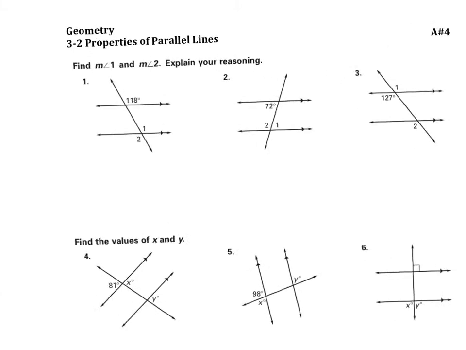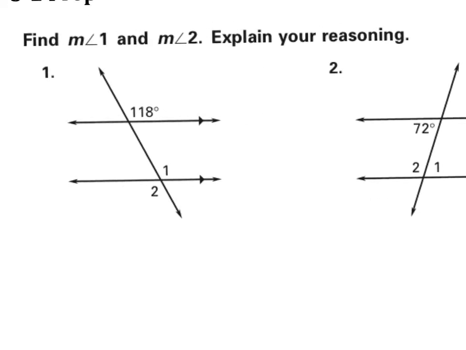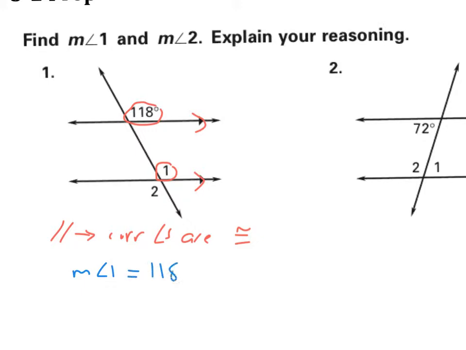So looking at the next page here, problem number 1. All we have to do, first off, is notice that I have parallel lines, so all of these theorems or postulates apply. And then I surmise, well, how are these two angles related? Turns out they are corresponding. So because I have parallel lines, corresponding angles have to be congruent. So I don't simply say corresponding angles. I have to start with parallel lines, therefore corresponding angles are congruent. So that means the measure of angle 1 is equal to 118 degrees.